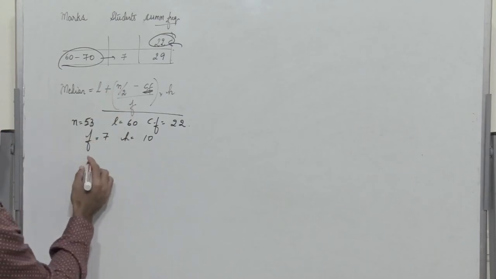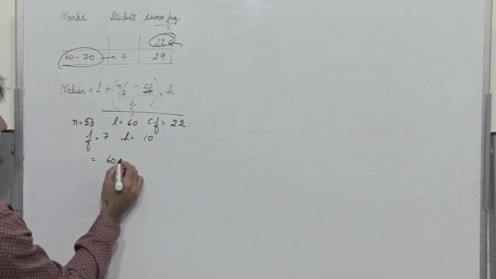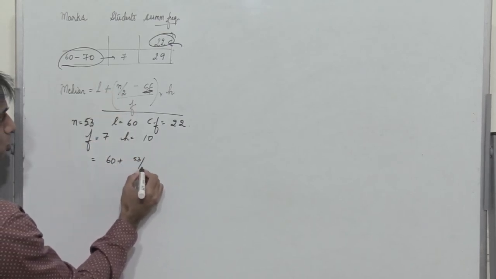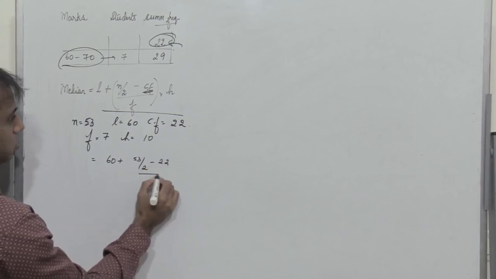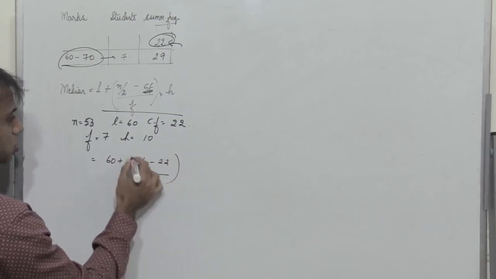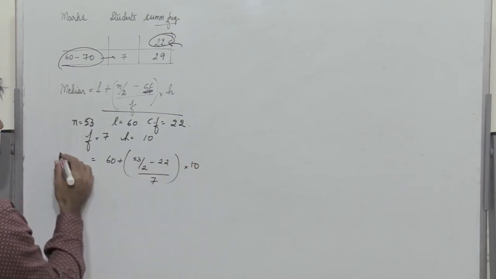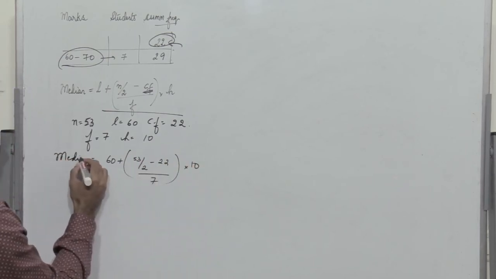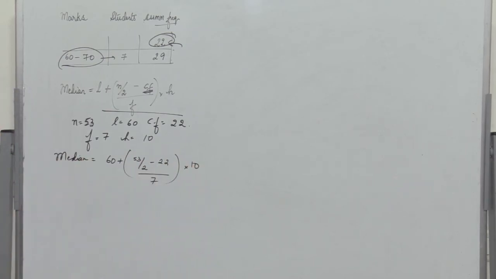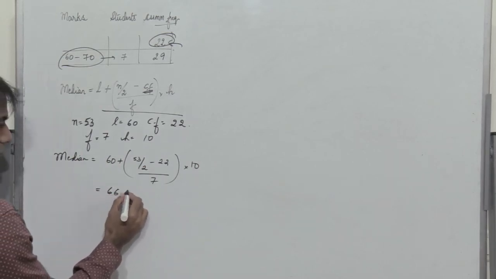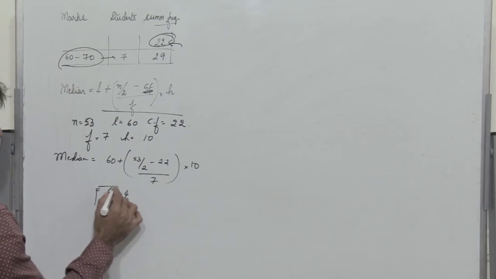So substituting all of them, we get 60 plus 53 by 2 minus 22 divided by 7 into 10 gives me the median value. Okay, so now we get the value as 66.4. So this is the answer.